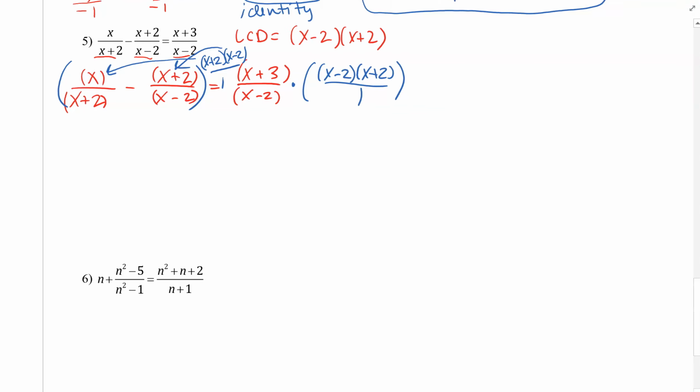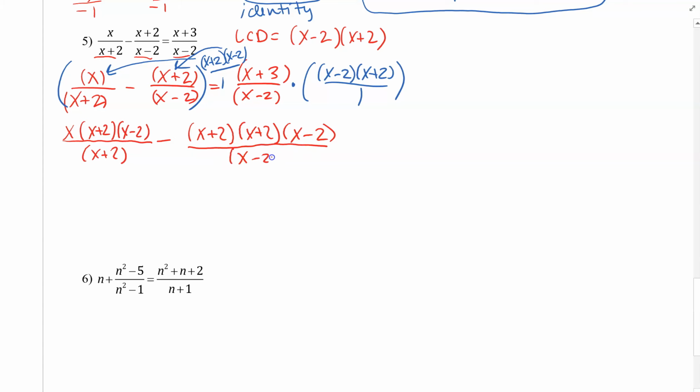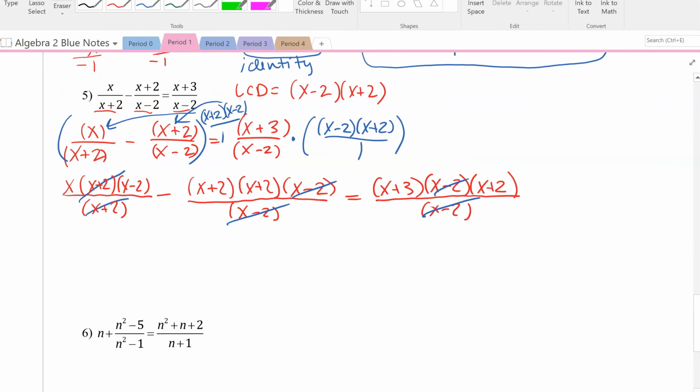So when I rewrite all of that, I get this. x times x plus 2 times x minus 2 all over x plus 2. And then here I get 3 factors: x plus 2 times x plus 2 times x minus 2 all over x minus 2. And then I get again 3 factors: x plus 3 times x minus 2 times x plus 2 all over x minus 2. So, I know, it looks so crazy again, but it will simplify. Look, x plus 2's cancel here, x minus 2's cancel there, x minus 2's cancel there. Not so bad, right? Not so crazy.